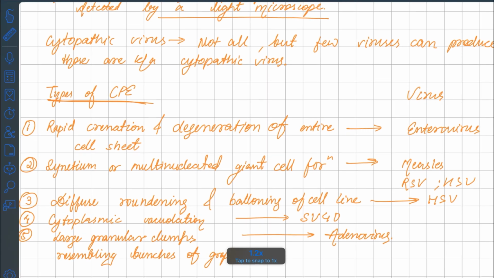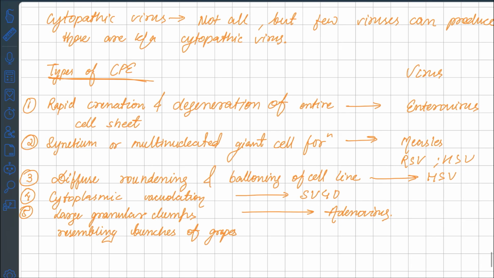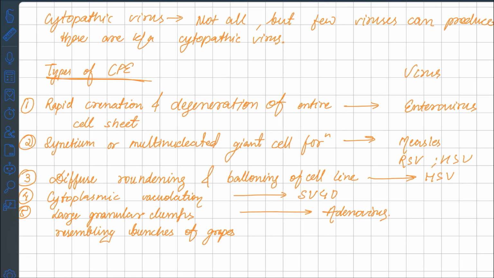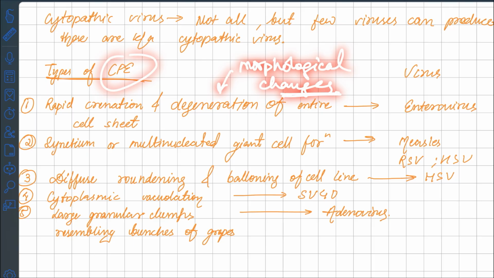So just try to remember as you go on revising. I am sure you'll remember all of this by heart, but let me repeat it for you. Let's go through this once again. I know this is hard to remember. Rapid crenation or degeneration of the entire cell sheet. So what was this actually? We are seeing the morphological changes. These are nothing but the morphological changes which are produced by the virus in the cell culture cell line.